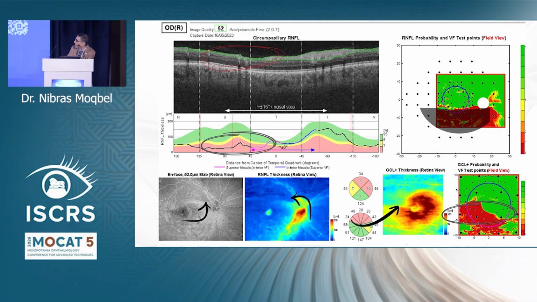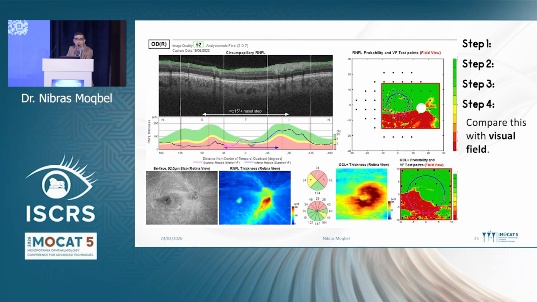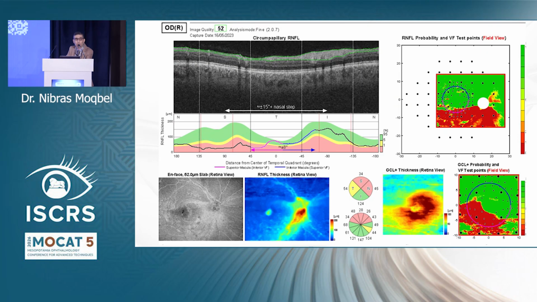What we should do next, this is step 4. Step 4 is to compare it with the visual field. We try to look at which visual field is best. Is it 24-2, is it 10-2, or is it combined, for the cases we have. So the OCT can help guide what kind of field we will use.